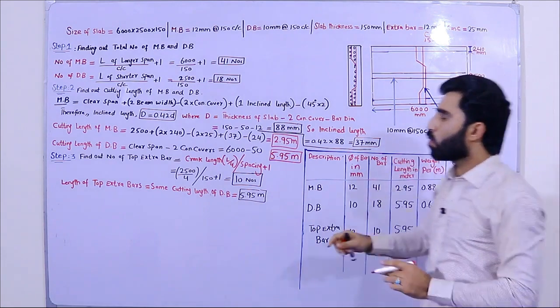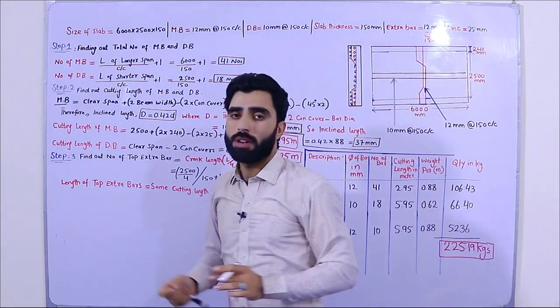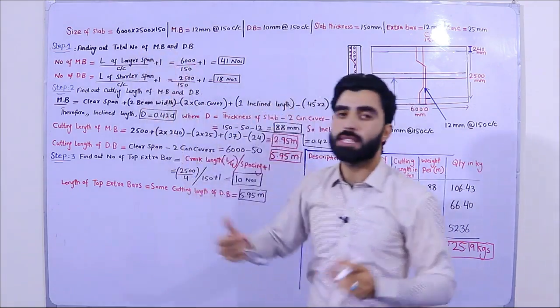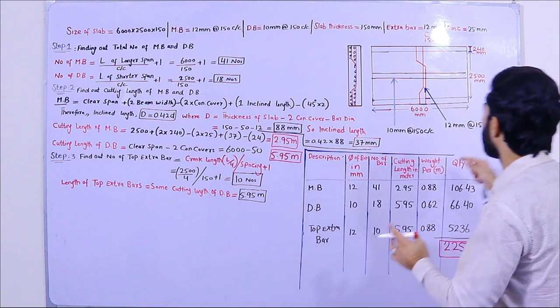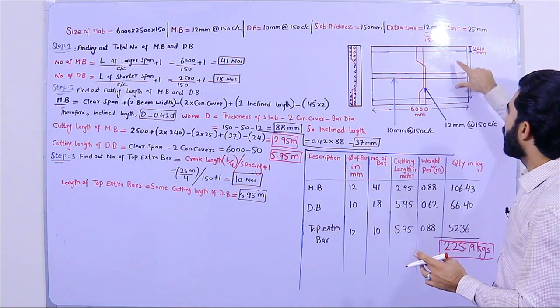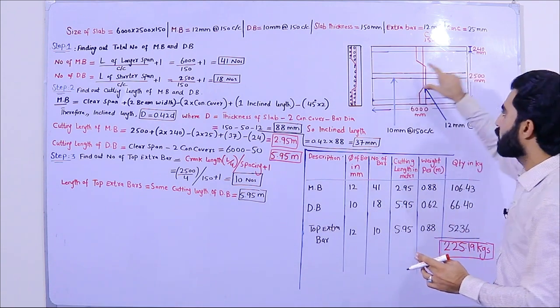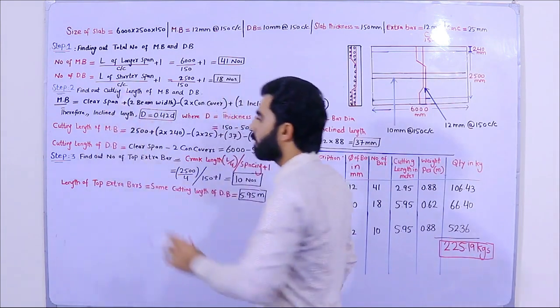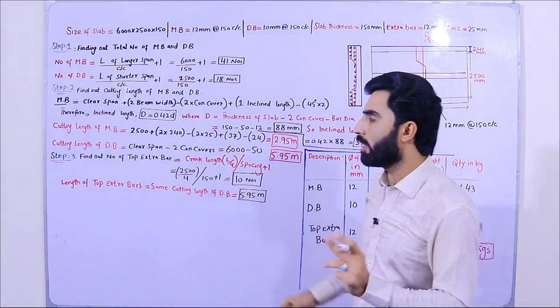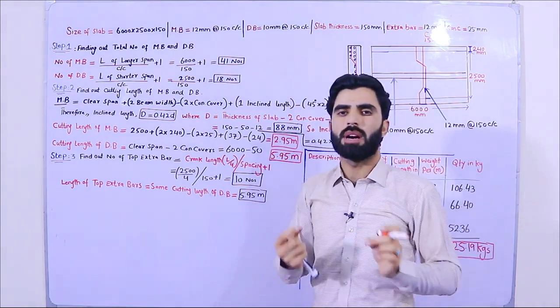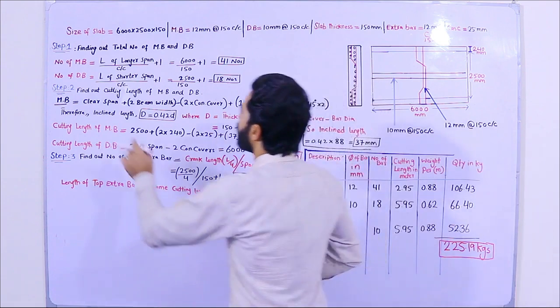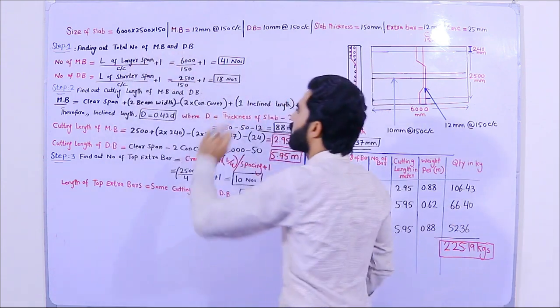Okay. So the first step is finding out the total number of main bars and distribution bars, that is, how many are required for main and also for distribution. We will follow three steps by which we can make the bar bending schedule for one-way slab. So, finding out the total number of main bars and distribution bars.